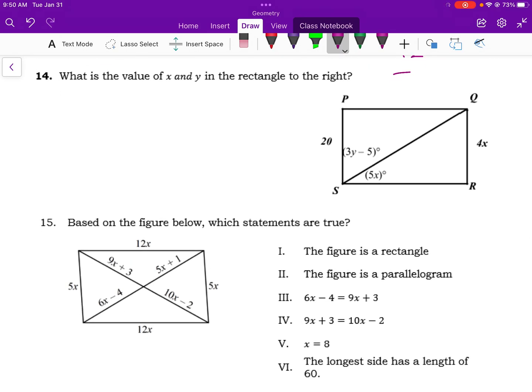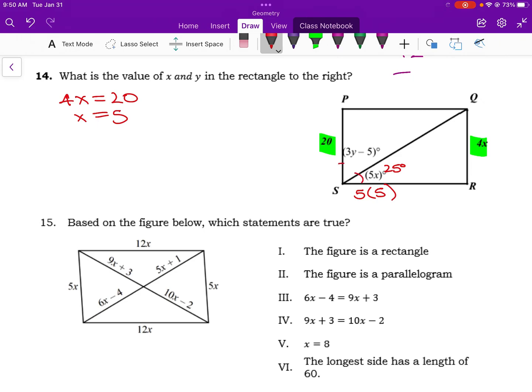We're looking for the value of x and y in this rectangle. First of all, if we were to try to relate these two measures or expressions, notice they have different variables, so we'll be at a standstill. It's kind of stuck there. But I can relate 4x and the 20, because in a rectangle, these two have to be equal. So 4x just literally has to equal 20, making x 5. If I know that x is 5, I can substitute it into my expression here. So 5 times 5, making 25 degrees right here.